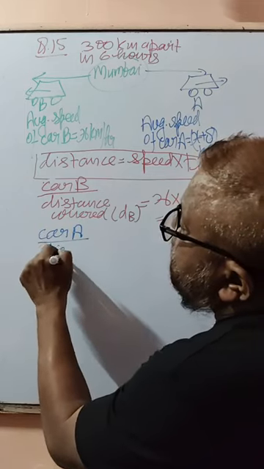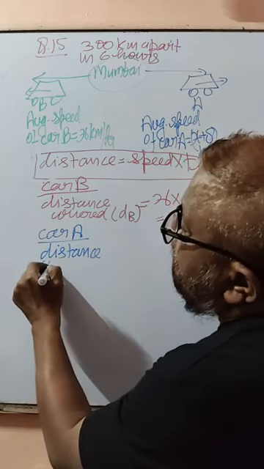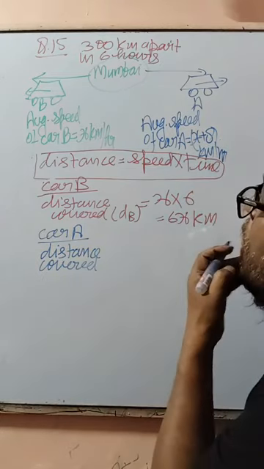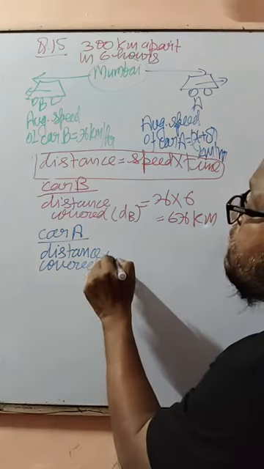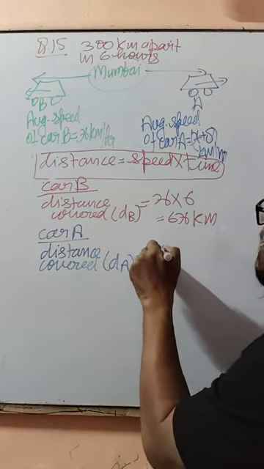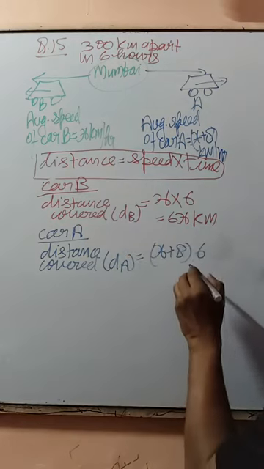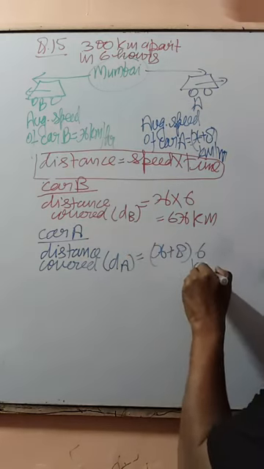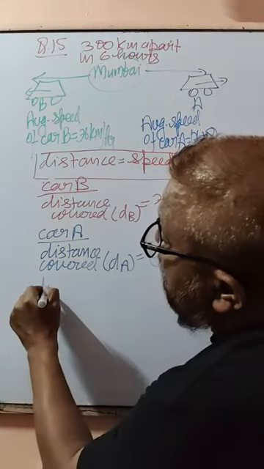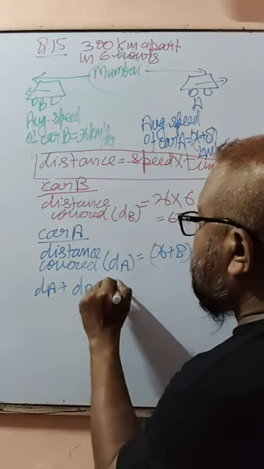Distance covered, that is dA, is equal to x plus 8 into 6 kilometer, right? And total, so dA plus dB is equal to 300 kilometers.